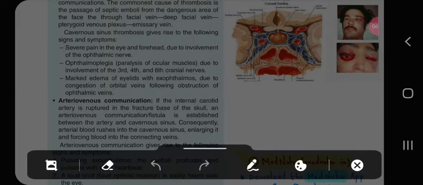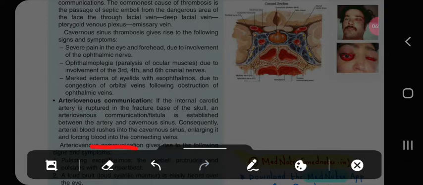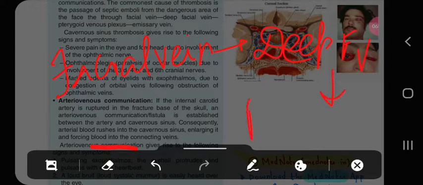Here you can see the facial vein, deep facial vein, pterygoid venous plexus, and then emissary vein, and then the cavernous sinus.